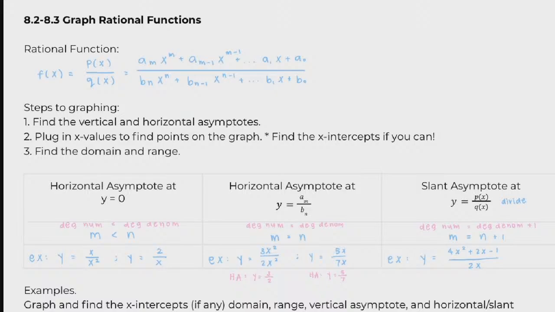Then you'll want to plug in x values to find points on the graph, and you want to find the x-intercepts if you can. And then you're going to find the domain and range.